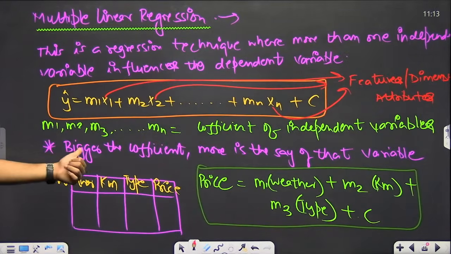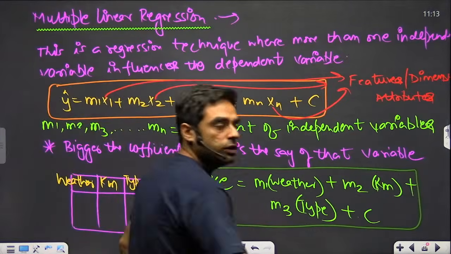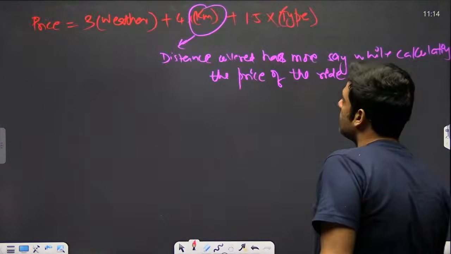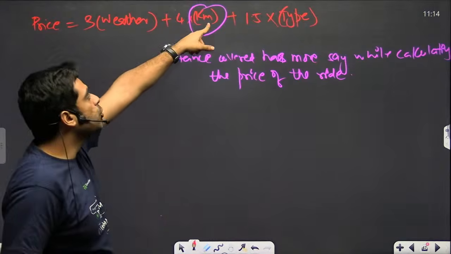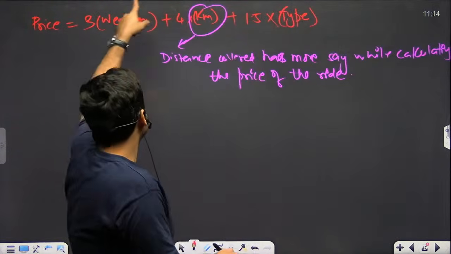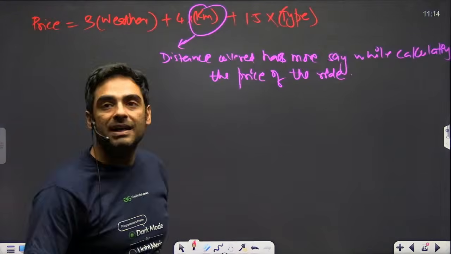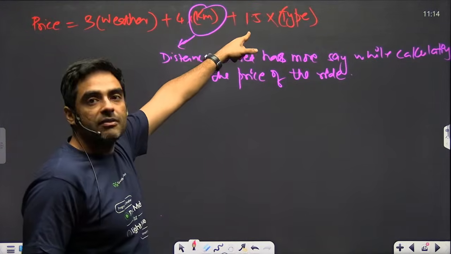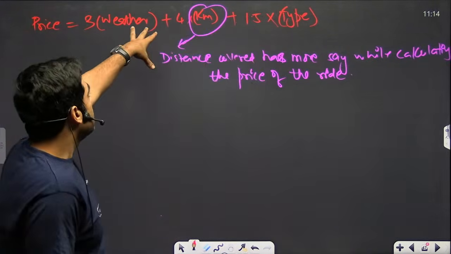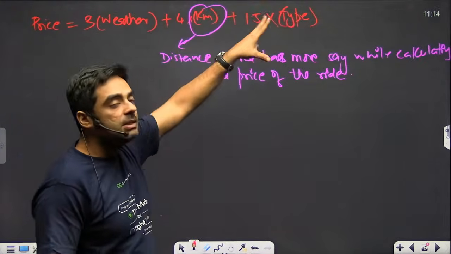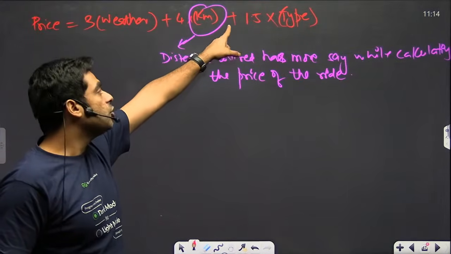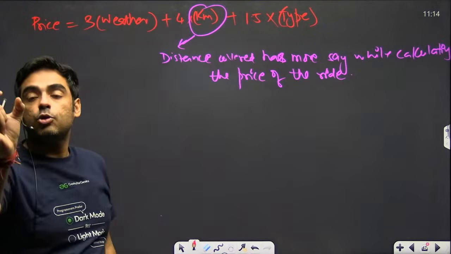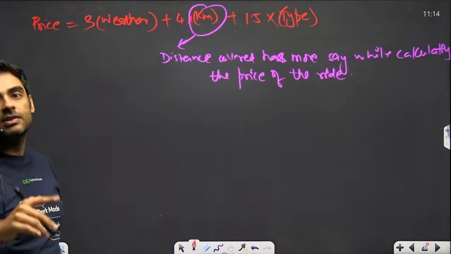See, the star point is the bigger the coefficient, as I told you. For example, this is the linear regression model, that the price of the Rapido car would be decided by 3 into weather, 4 into kilometers, 1.5 into type. So in this equation, what has a bigger say? The kilometers that have to be traveled. Among these three variables, the kilometer is the important variable. That is what the coefficient signifies. I hope this makes sense now.